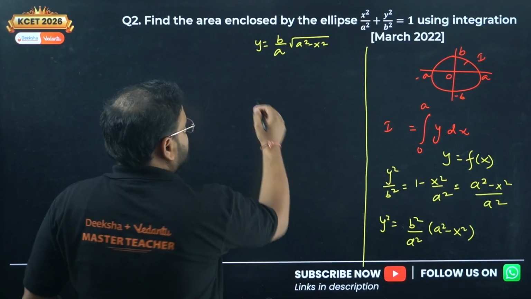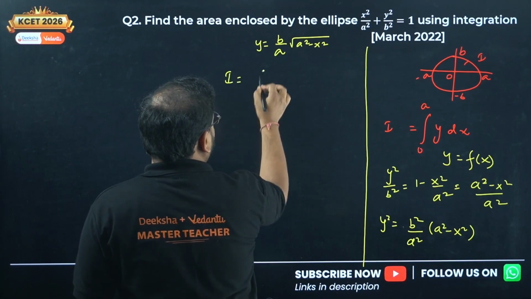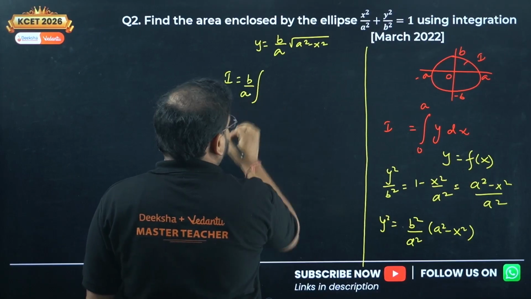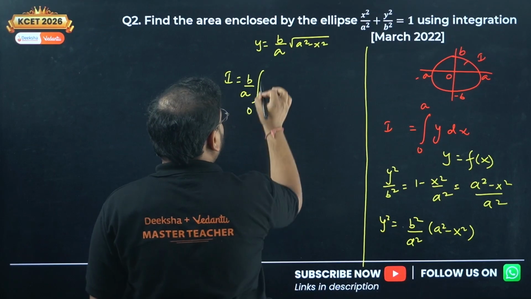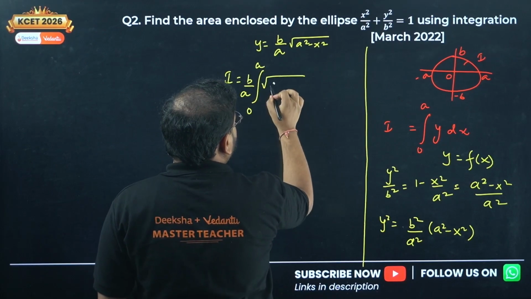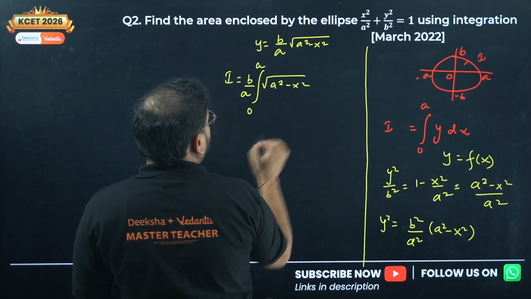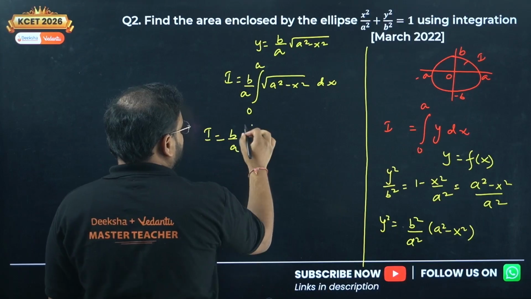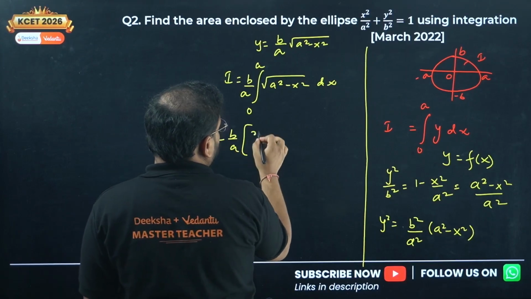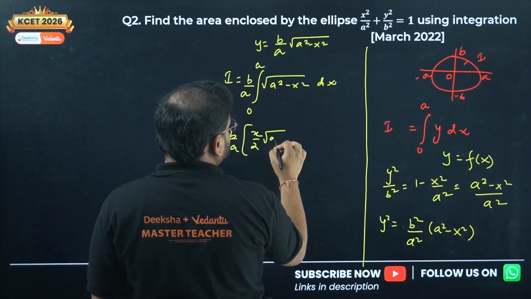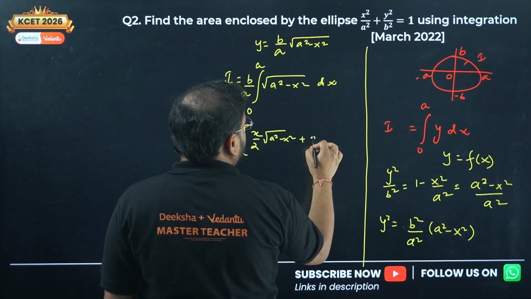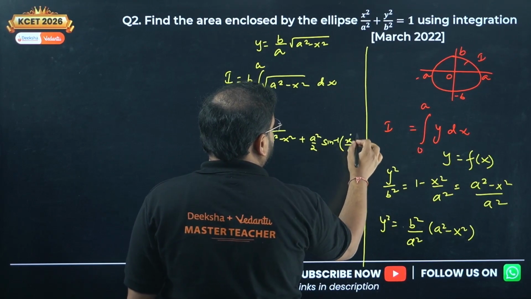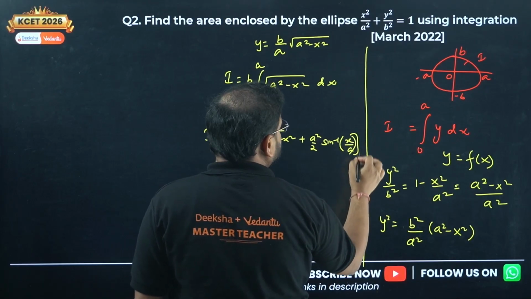Okay, substitute back for part 1. I'll have the area as there's a constant b by a. I can take it outside. The limit is 0 to a. Integration of the same thing, with dx, we know this result very well. Same formula: x by 2 root a square minus x square plus a square by 2 sine inverse of x by a. The limit is from where to where? 0 to a.